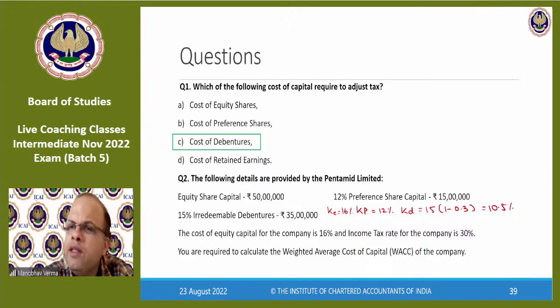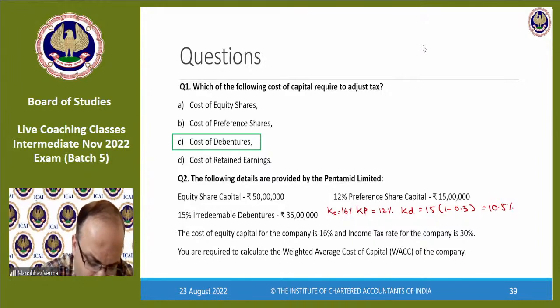Once you have that, you just apply the weights. So Prabhas says 15.05. Prabhas, just check the calculation. I'm not sure how it can be 15.05. How can it be more than the highest cost? You have the weights, very easy, guys. 50% is your equity, 15% is your preference shares, 35% is your debentures.